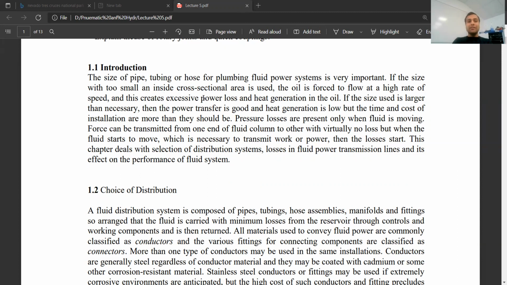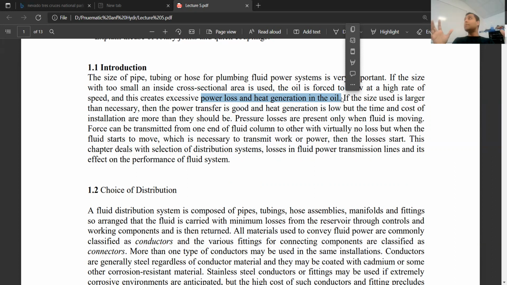What will actually happen is this will cause power loss and heat generation in the pipe. If it's quite a thin pipe and I'm trying to push all the fluid through, increasing the flow rate, it will generate heat. That is a loss of energy, which means the pressure on the other end will be less and we are wasting the energy.